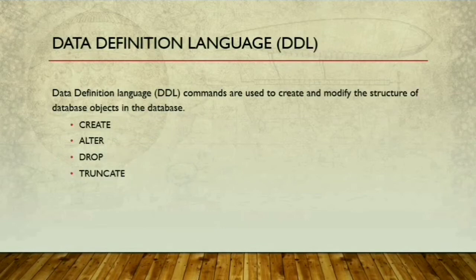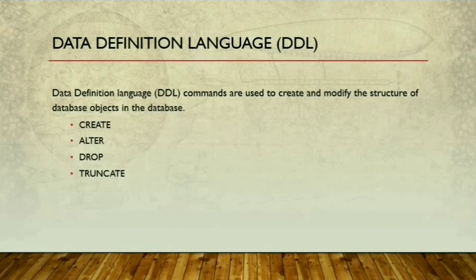First is DDL, that is data definition language. DDL is used to create and modify the structure of database objects in the database. What are database objects? Like table, view, index, we call database objects. If we want to create a table, view, index, or we want to modify the structure of database objects, structure means if we want to do some alteration in the structure only, not with the data, so we use DDL commands, right?